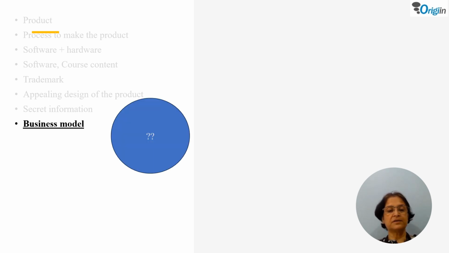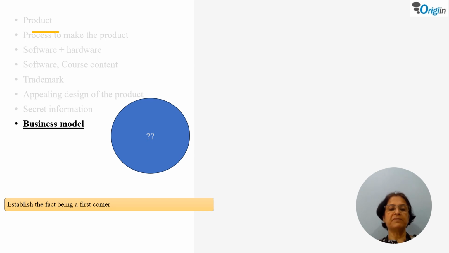Business model is usually very difficult to protect in the form of intellectual property, and there is always a question mark on how to protect the business model. So, in my personal opinion, one of the ways you can protect your business model is to establish the fact that you are the first comer. You have a very innovative business model. Part of it may be kept as trade secret, and you can establish the fact that you are the first comer to come up with this particular business model. You can do it by having your interviews, by having a publication somewhere.